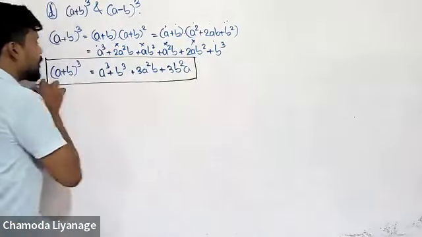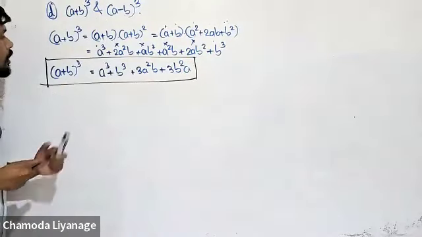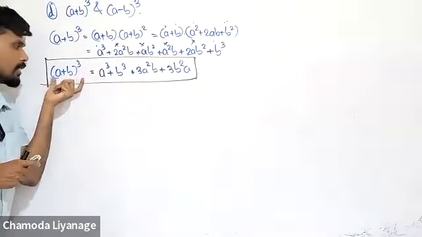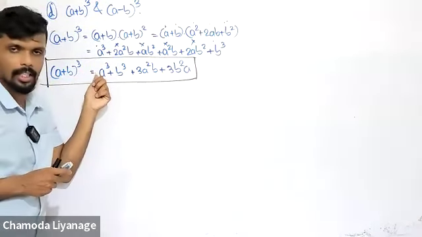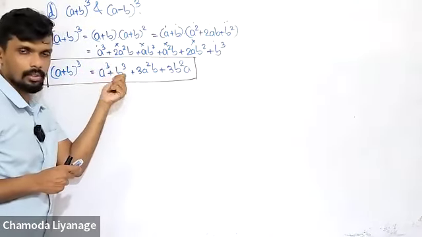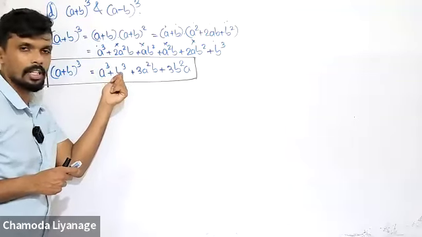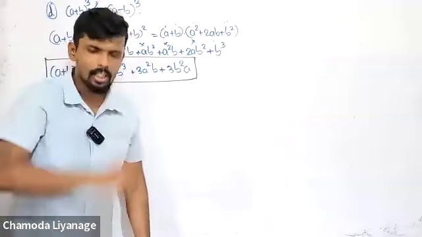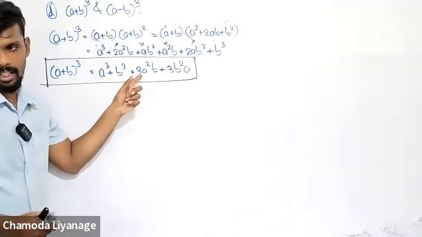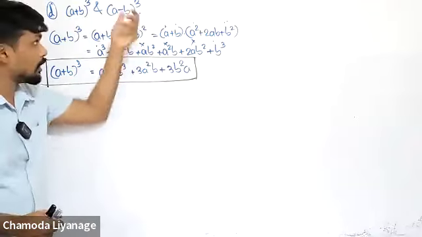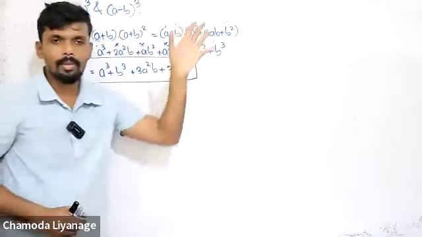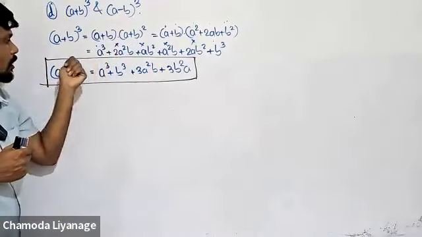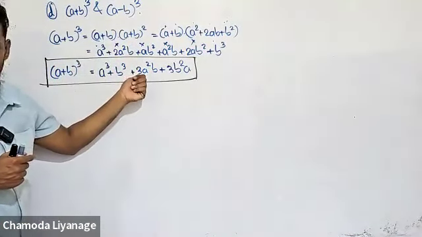Okay, is there a pattern here? A plus b whole thing cube, what is the expansion? First write the two cubes, a cube plus b cube, the cube of the first term and the cube of the second term. After that, plus, additionally, you have to put 3 here. In squares, you remember, we put 2, no? Here, in cubes, you have to put 3, right?